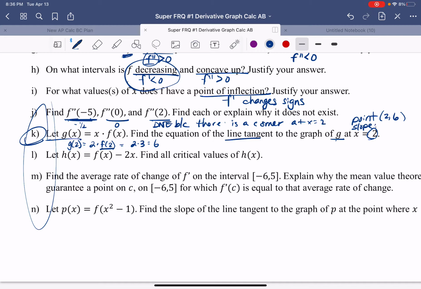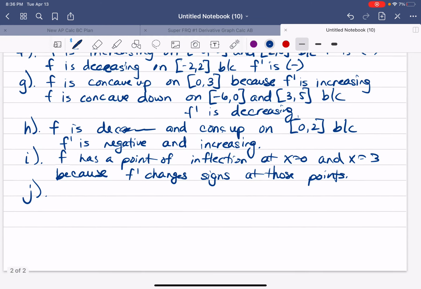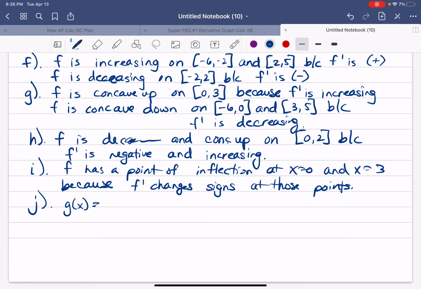And of course, the slope, I hope by now you know, is the derivative of g. So I'll do that on the other page. So g of x is x times f of x. If I want to know the slope of g at a point, I've got to know what the derivative is. So the derivative is, and there's that infamous product rule, the first times the derivative of the second plus the second times the derivative of the first.